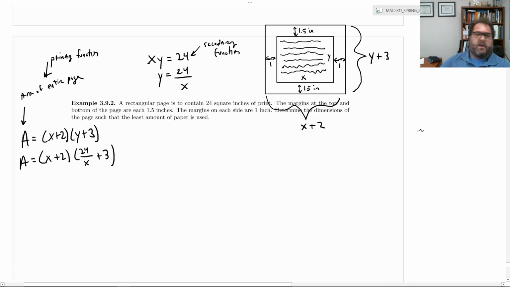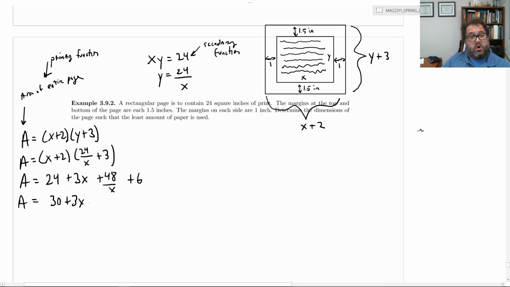Now, if you differentiate right away, you'll have to use the product rule. I'd probably distribute to get a few different terms. So watch. A equals x times 24 over x, which is just 24. That's nice. x times 3 is 3x. 2 times 24 over x is 48 over x. And 2 times 3 is 6. Now we can differentiate using the power rule a couple times, the constant multiple rule, and the sum and difference rules. If we clean it up a little bit, A equals 24 plus 6 is 30, plus 3x.